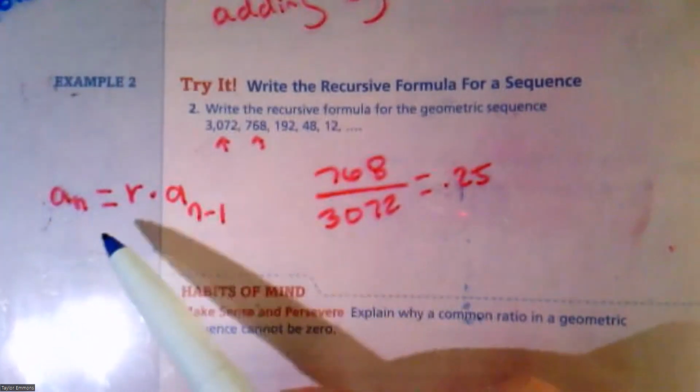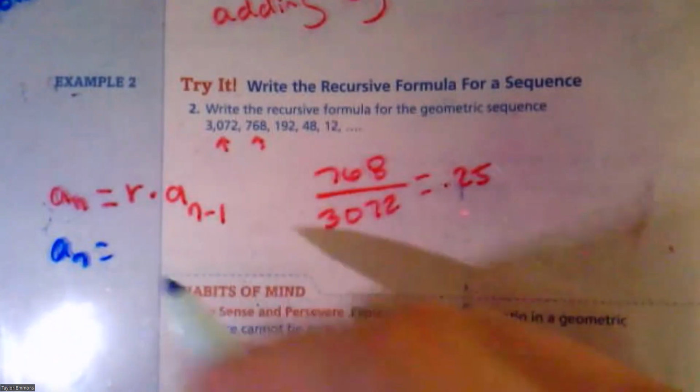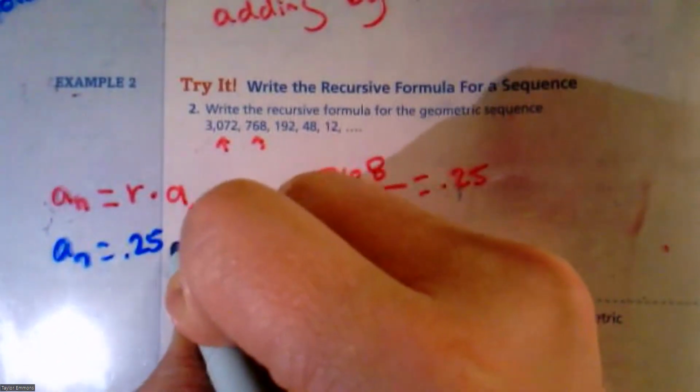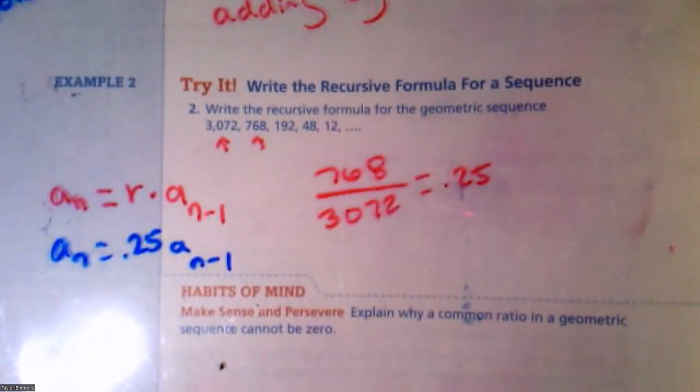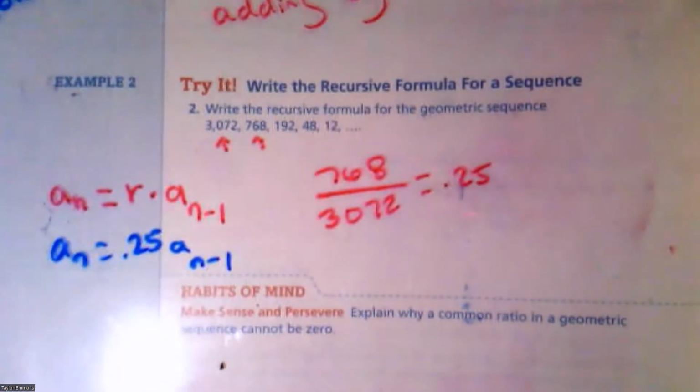Okay. So all we're going to do for the recursive formula is we're going to keep that a sub n. We're going to change the r to what we just found. And then we're going to keep the a sub n minus 1. That's it. All we do is plug in the r.